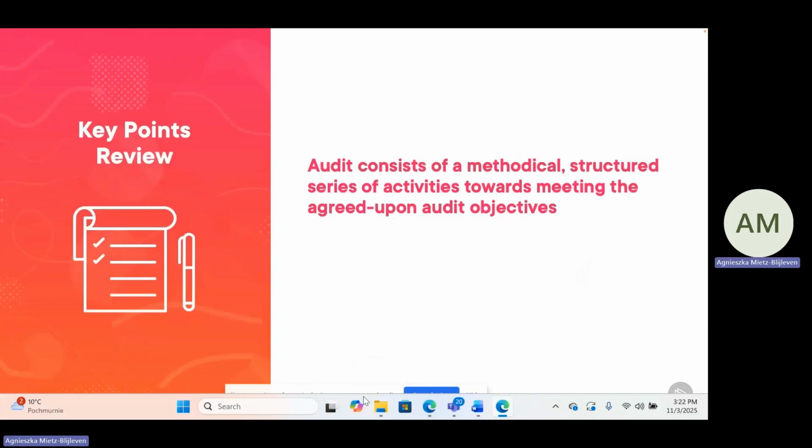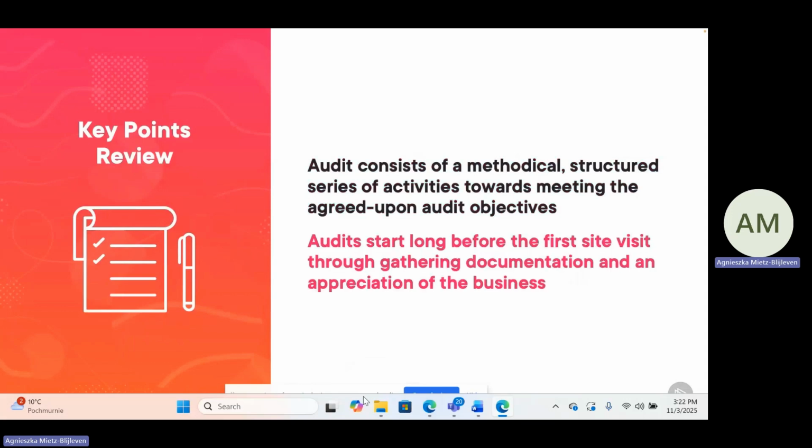So what are some key points to review here? Audit should be methodical. It's a structured series of activities that are designed to meet the agreed-on audit objectives, and auditing starts long before the first site visit, through gathering documentation and gaining an appreciation of the business itself.